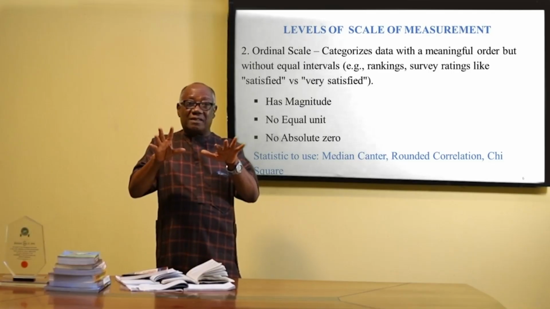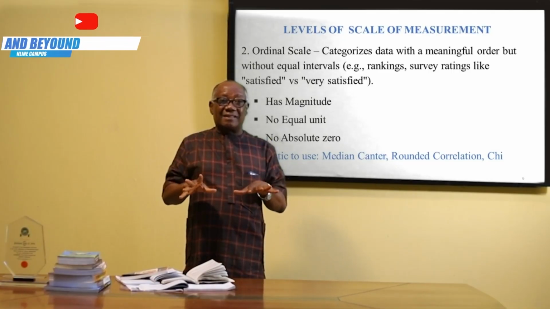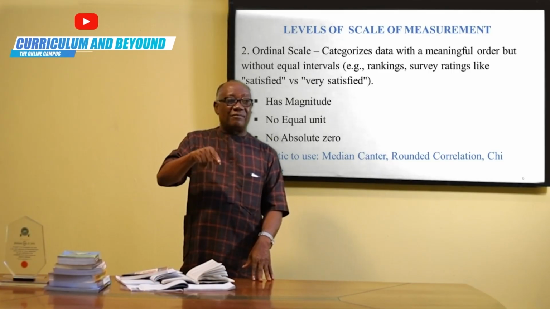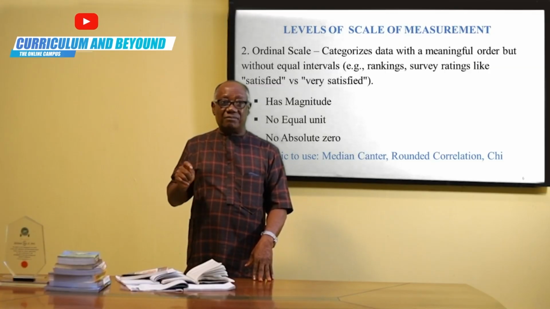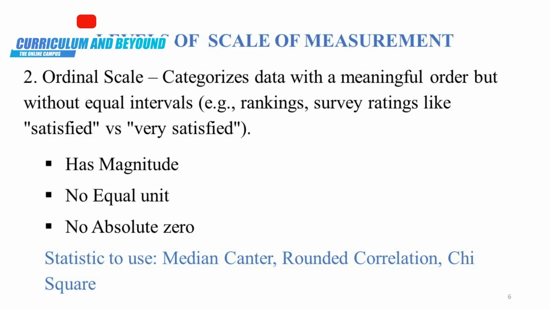And there is no place in the class where somebody is going to have 0 position. Everybody must be given position. Now, the statistics you can also use for such data are median, centiles, rank correlation. You can also use chi-square for them.